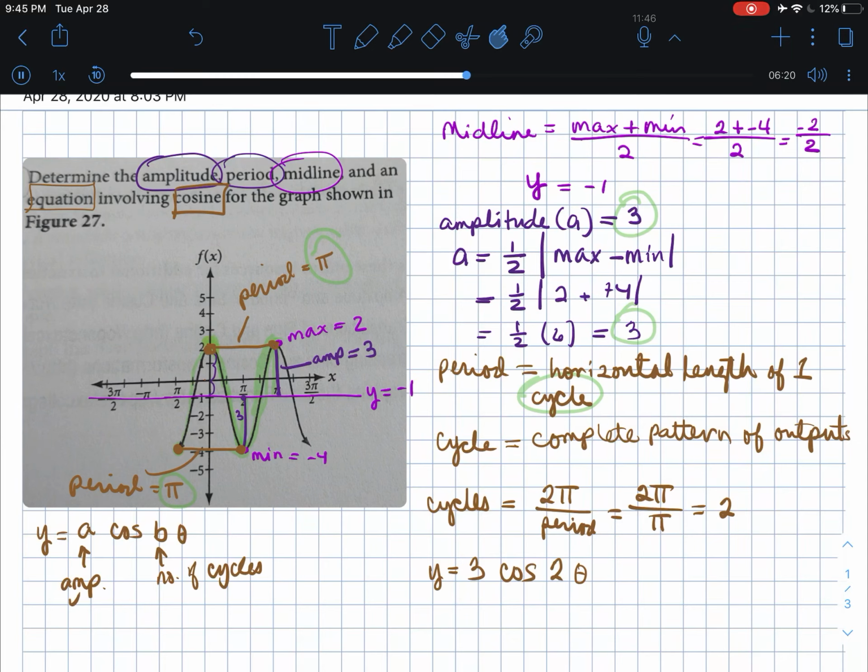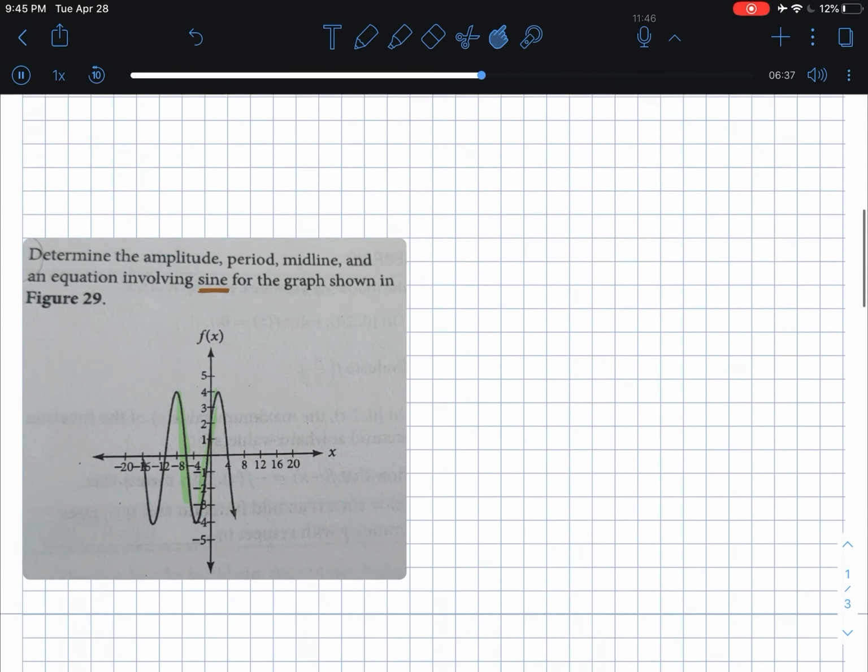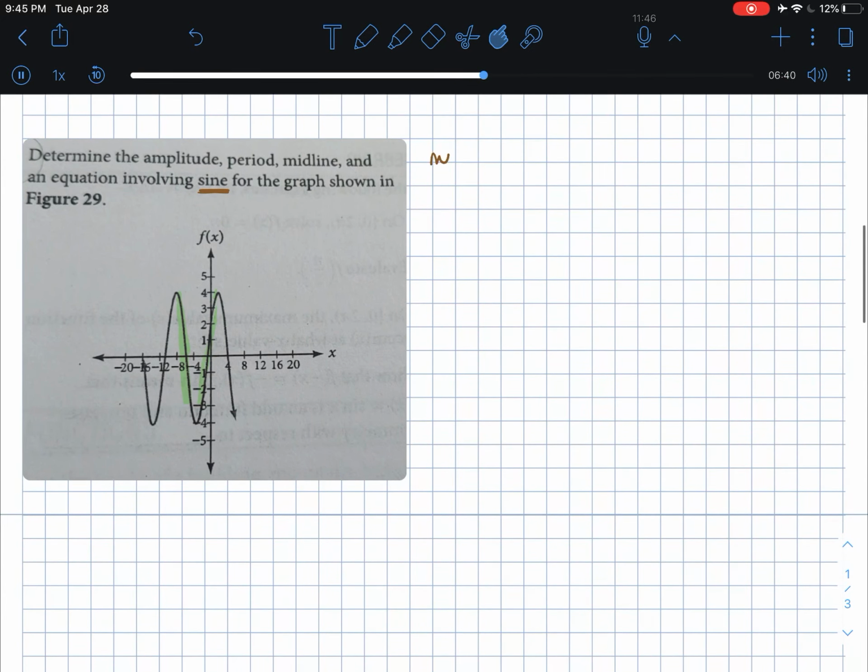Okay, now I have another example at the bottom. It says here, determine the amplitude, period, midline, and an equation involving sine. So this time we have a sine graph for the graph shown below. So again, the first thing we need to find is the midline. So for the midline, look for the maximum. Maximum is equal to 4, and then we also need a minimum. Our minimum is equal to -4.